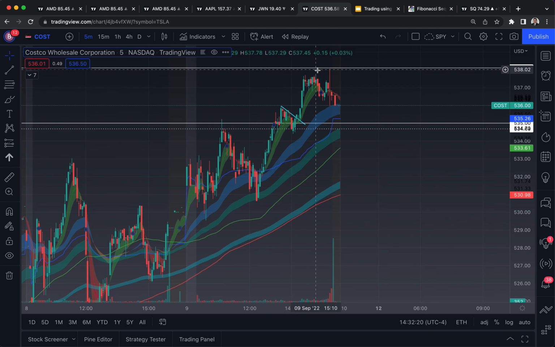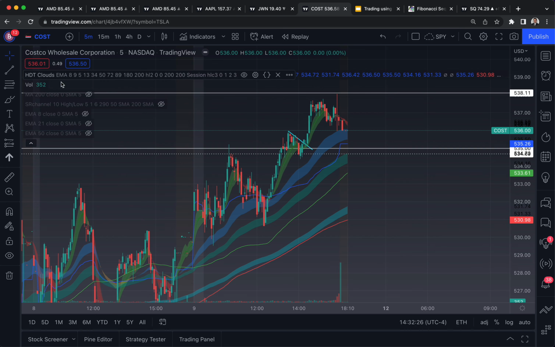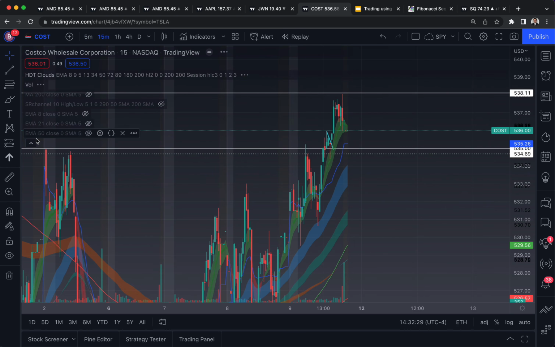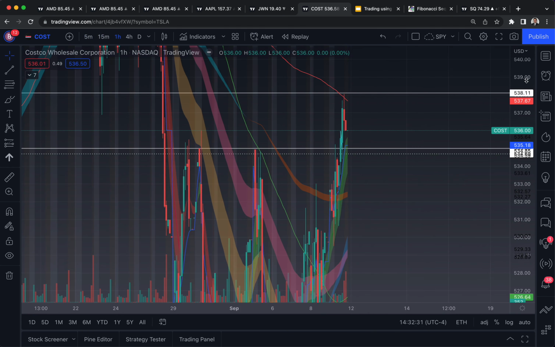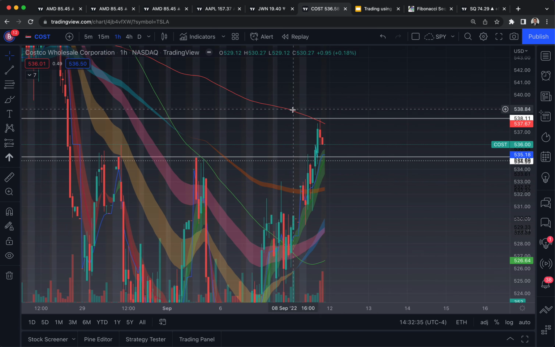Now we rejected off of this hourly 538 level. Now this hourly 538 level is relevant for two reasons. One, because it's a nice level, but then two, because if you were to go to the hourly time frame, you're also going to see that we have this hourly 200 MA. So it makes perfect sense why we rejected off of it.